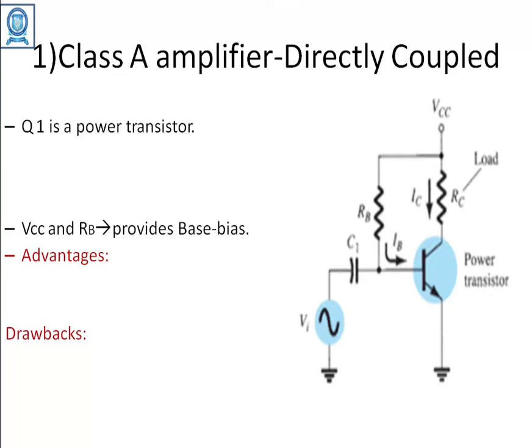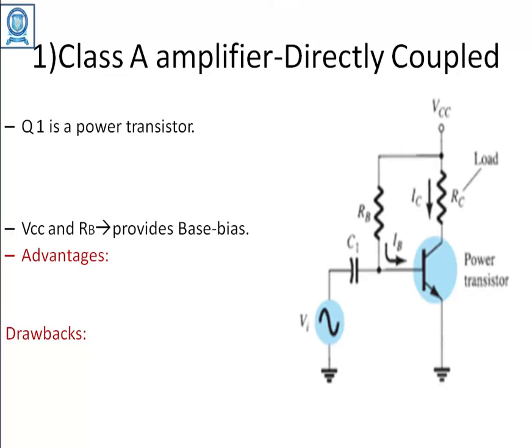Class A amplifiers are further classified as directly coupled and transformer coupled amplifiers. In the directly coupled type, the load is directly connected in the collector circuit, while in the transformer coupled type, the load is coupled to the collector using a transformer called the output transformer.